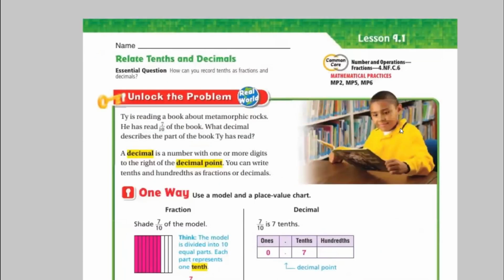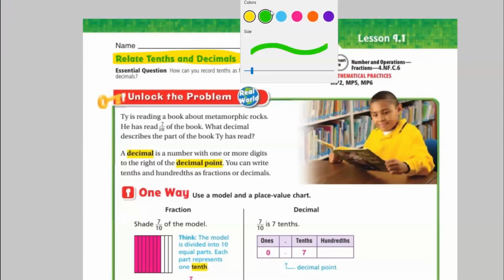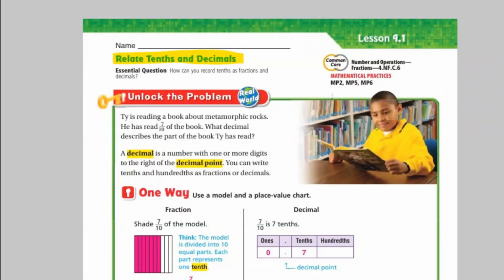As I said before, today's lesson is lesson 9.1. And today we're gonna talk about relations between tenths and decimals. Okay, what is the meaning of tenths and decimals? A decimal is a number with one or more digits to the right of something called the decimal point. You can write tenths and hundredths as fractions or decimals.